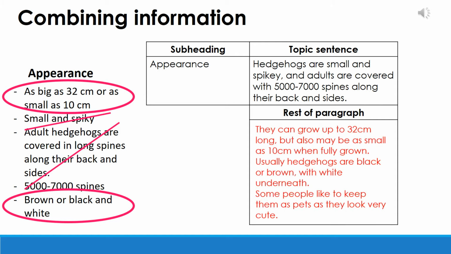They can grow up to 32 centimeters long, but also may be as small as 10 centimeters when fully grown. Usually hedgehogs are black or brown with white underneath. Some people like to keep them as pets as they look very cute. Now I've added that extra little bit on because I found my paragraph was a little bit short. So I've added some more information about the appearance. Now it's not directly related to the appearance, it's why people keep them because of the appearance.